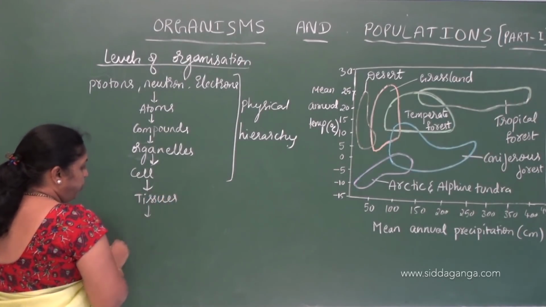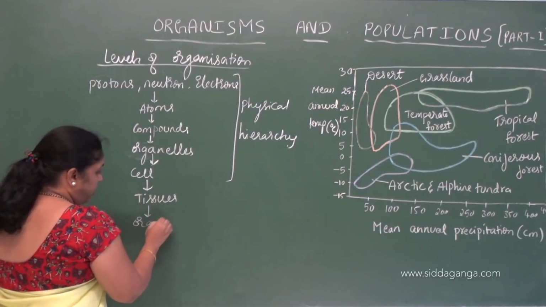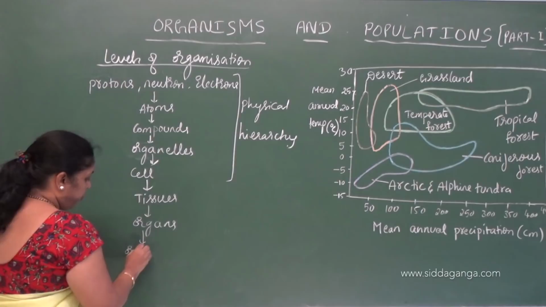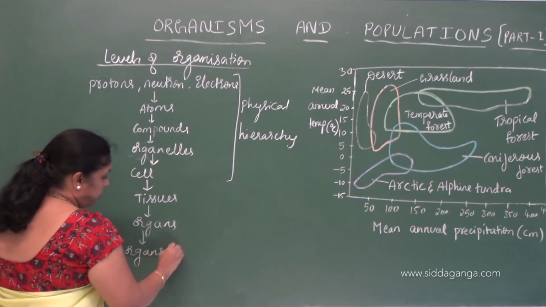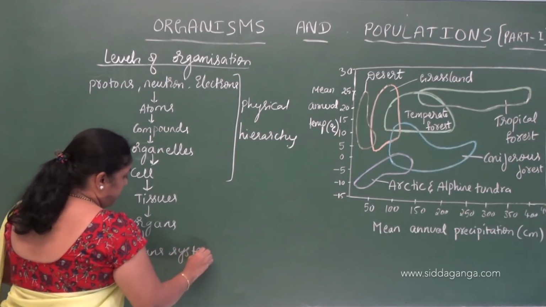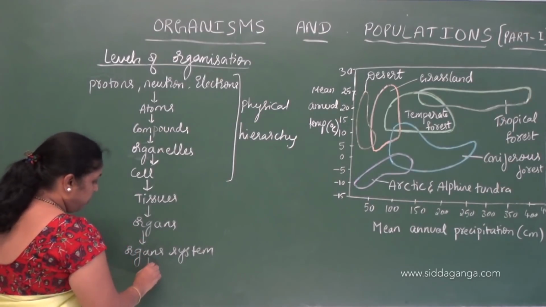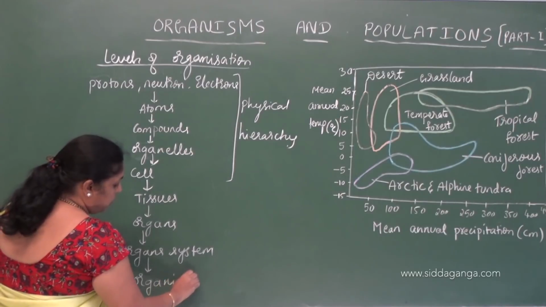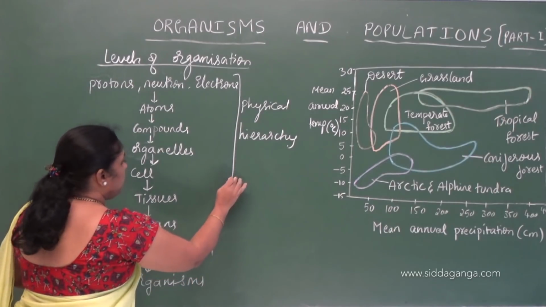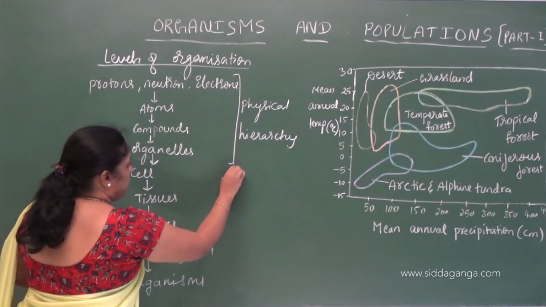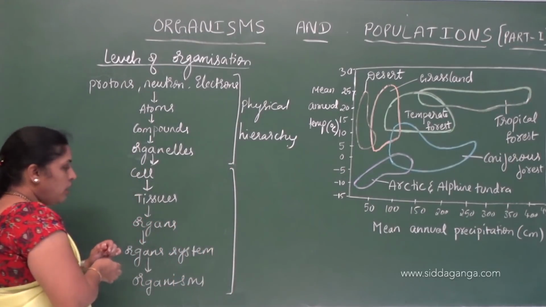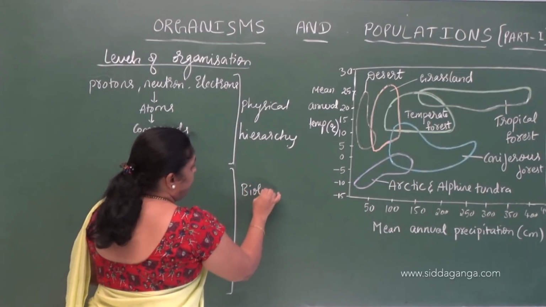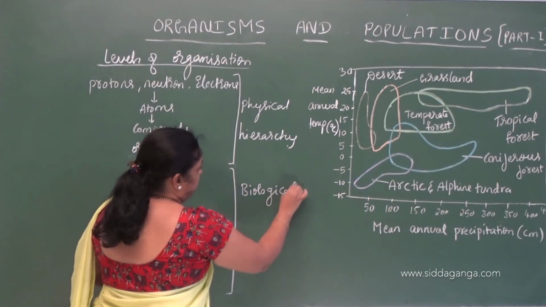Again tissues group together to form organs. Then organs give rise to organ system. Organ system gives rise to organisms. So this all, from the cell to the organisms, comes under biological hierarchy.